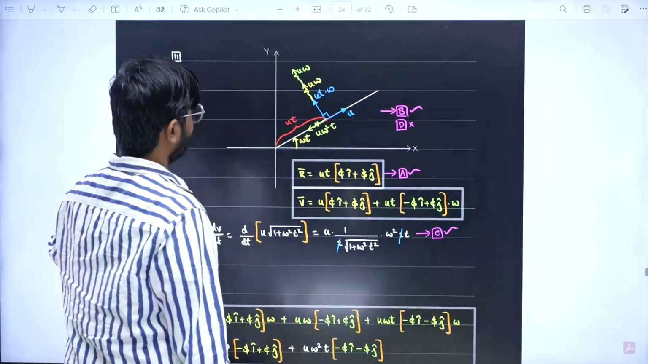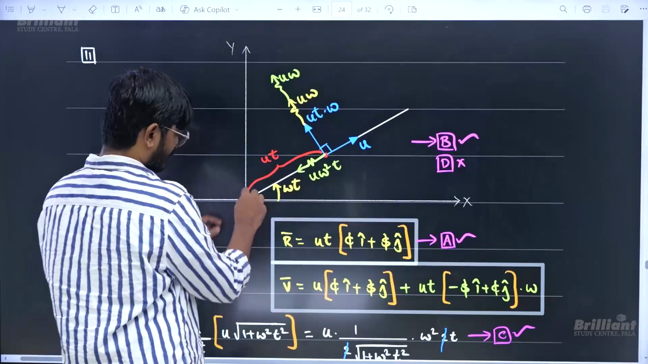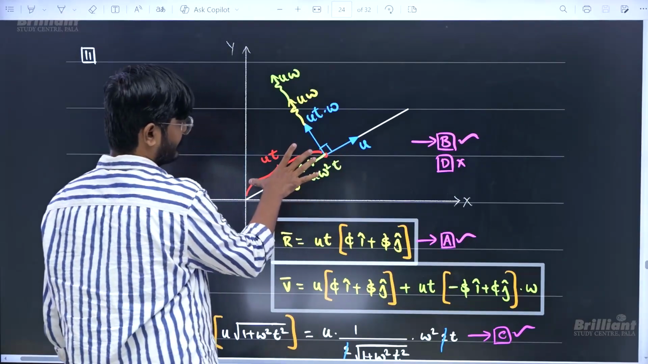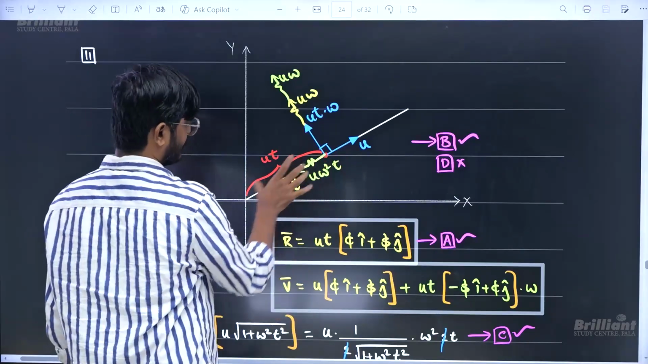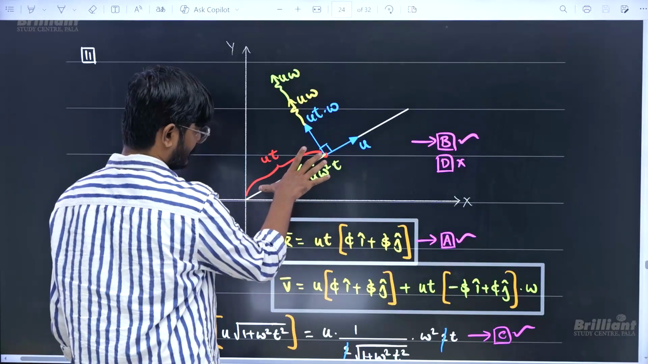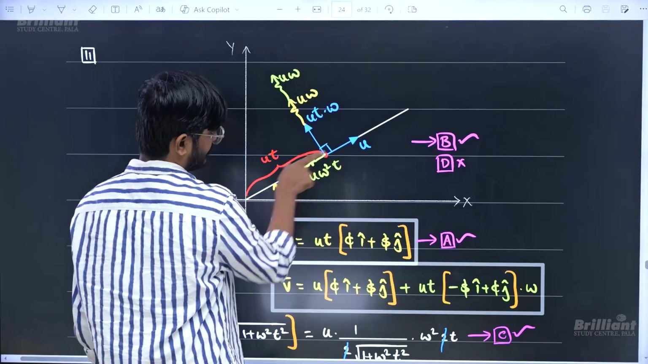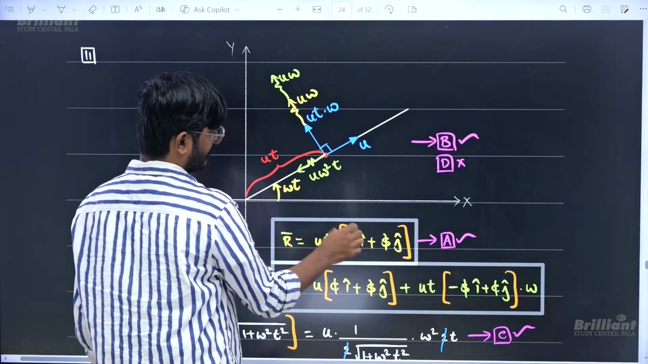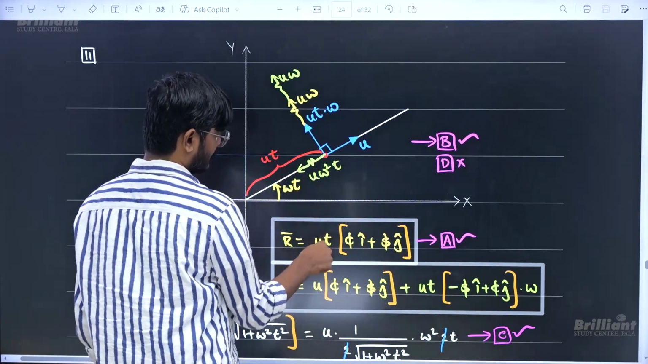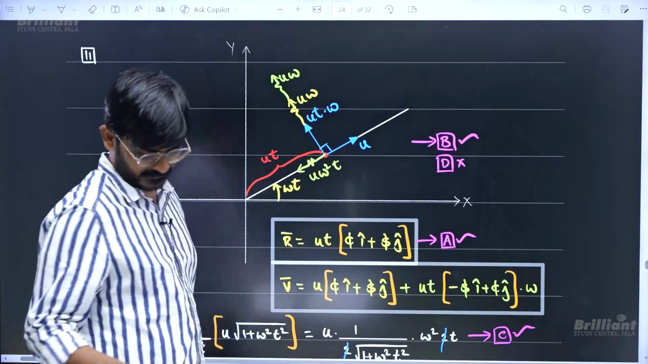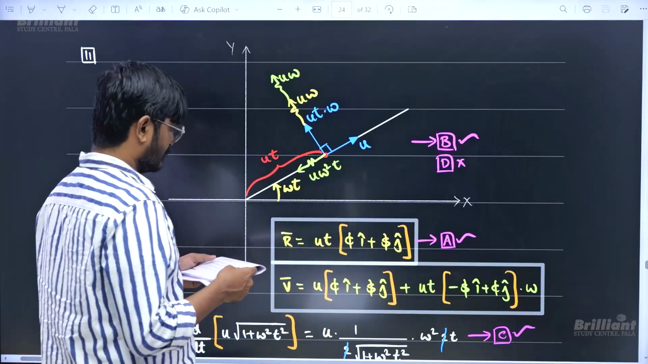So after time t, the rod would have rotated by an angle omega t, and with respect to the rod it would have traveled a distance u t. So it is somewhere here. So I can say the position vector is, magnitude wise, u t, and direction wise it is in this direction. This unit vector I can write as cos omega t i cap and sin omega t j cap. I can say this position vector is magnitude wise this much, direction wise this much. So that will give you option A correct.